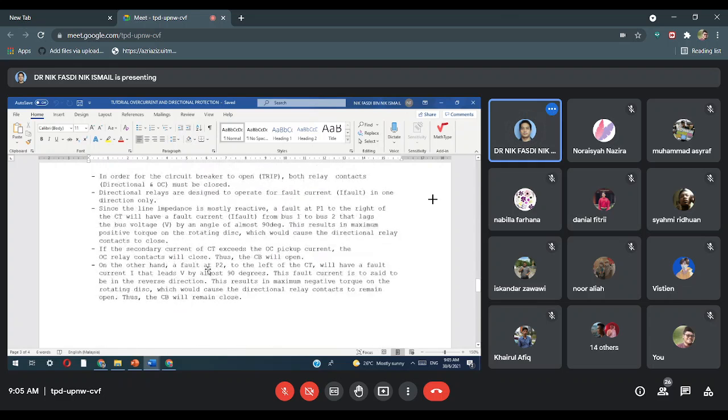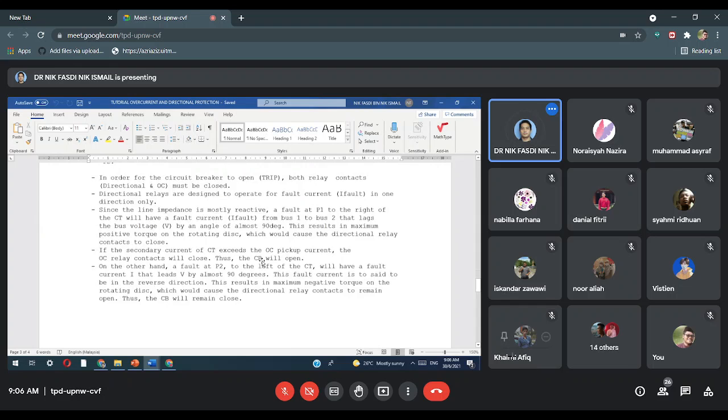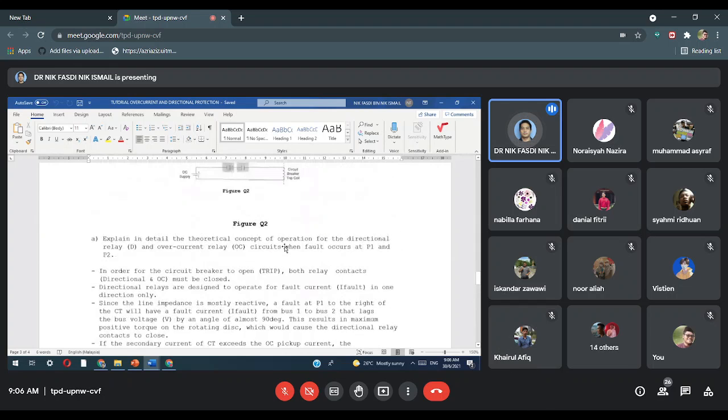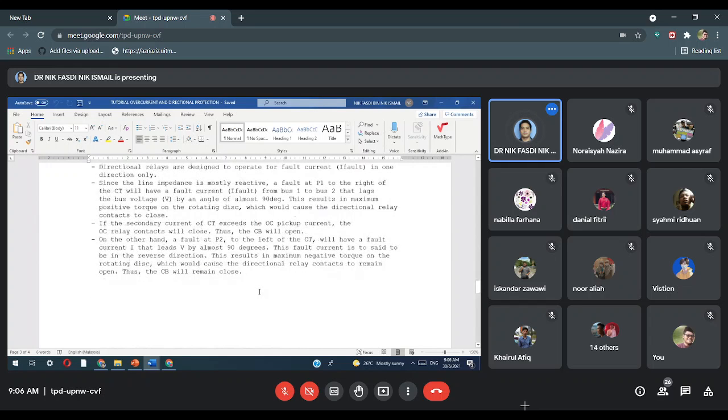Right? If the secondary current of the CT exceeds the pickup current, the overcurrent relay contact will close, thus the CB will open. So if the fault from P1 exceeds the pickup of the overcurrent relay, I prime exceeds the pickup, so the contact will also turn on. Both turn on. Right? Then when both turn on, the circuit breaker will open, the contact will open to isolate the fault from the healthy system, from the equipment.